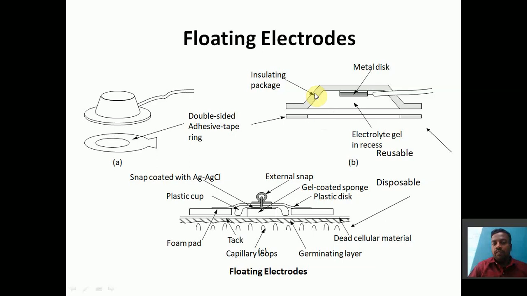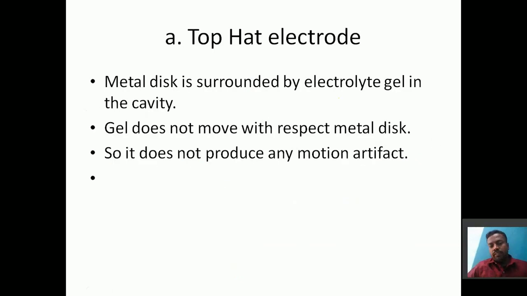This is a non-conducting material, an insulating package. It has one cavity, an empty space, and within it we have our metal disc. The empty space is filled with electrolyte material. This is the construction of the floating electrode, which is easy to move anywhere. The metal is surrounded by electrolyte gel in the cavity, so the gel does not move with respect to the metal disc, and it does not produce any motion artifact.